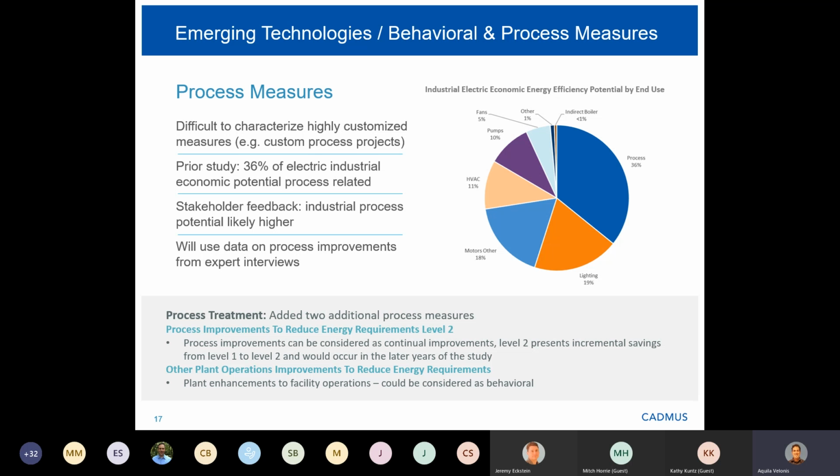We also have other plant, this is pretty general. We have very general categories in industrial, but we also have an operational improvement. And this is more considered to be behavioral, but that's something that can impact the process loads as well.